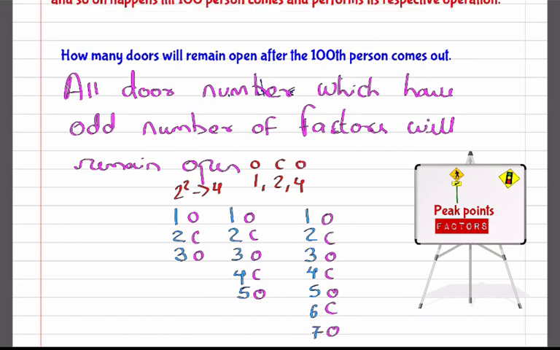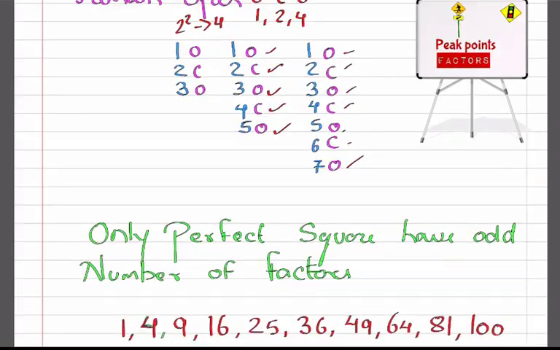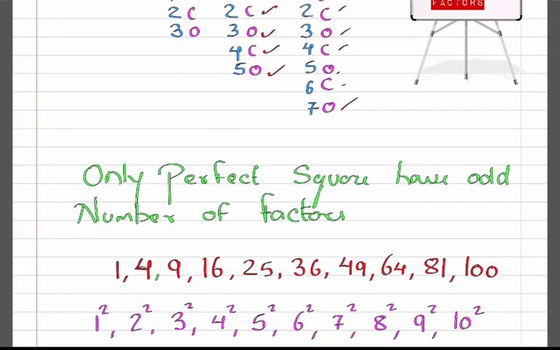So whenever I get odds, say a number which has 5 factors, what will happen here? 1 will open the door, second will close the door, third will open, fourth will close, fifth will again open. If it has 7 factors, it will be open, close, open, close, again close and open. So any number that has an odd number of factors will have the door open, because eventually it will be open. And what do we know? Only perfect squares have an odd number of factors.